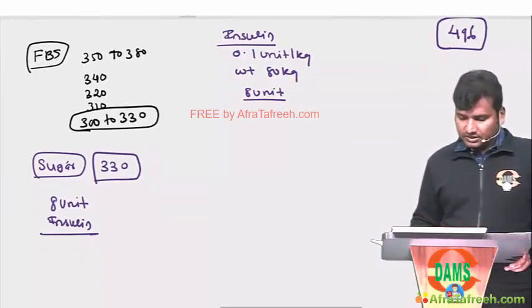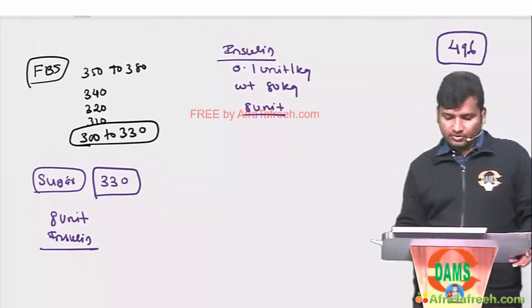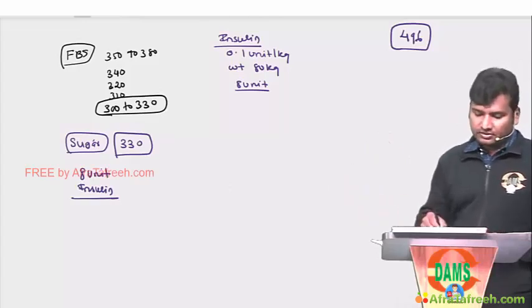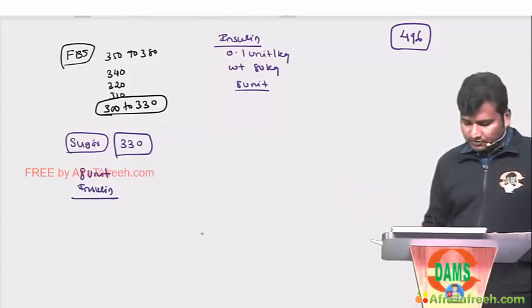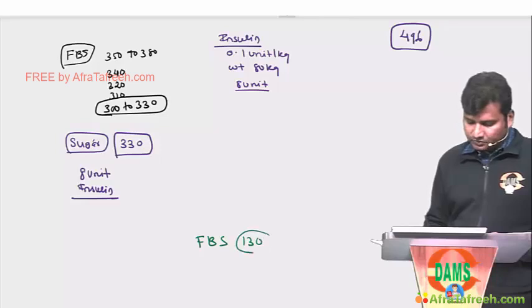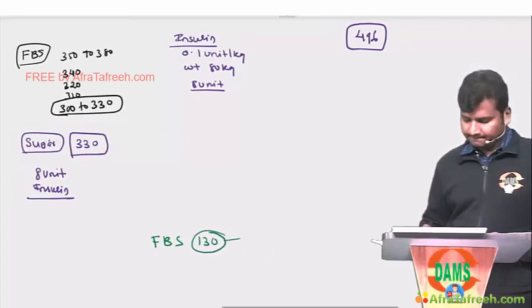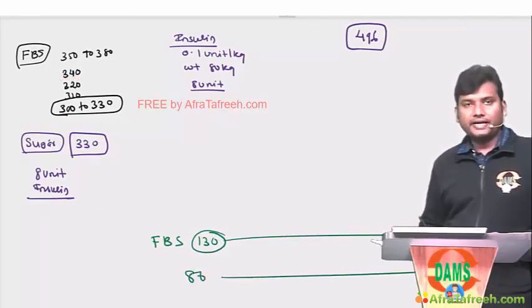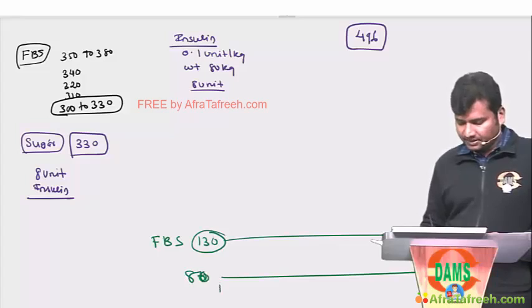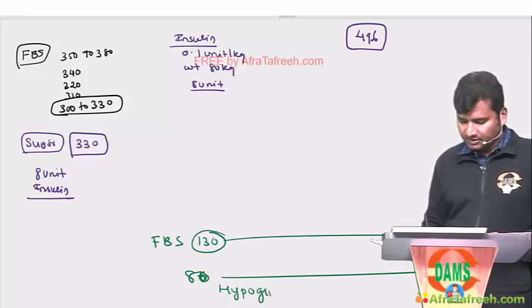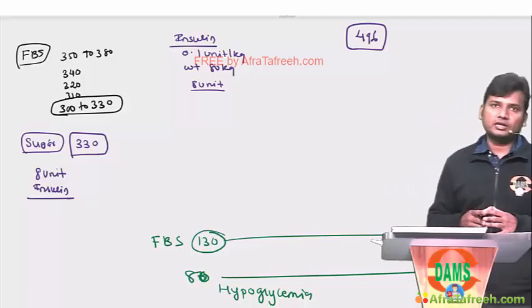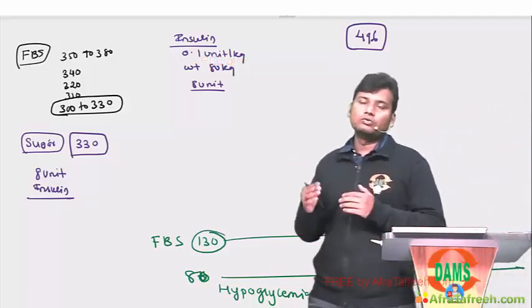When we are giving insulin or treating a patient of diabetes, what is our target? We want to decrease fasting blood sugar level below 130. This is our target of FBS. And we don't want to go below 80, because if we go below 80, the patient will develop hypoglycemia. So we don't want hypoglycemia. We want our fasting blood sugar level to remain between 80 to 130.